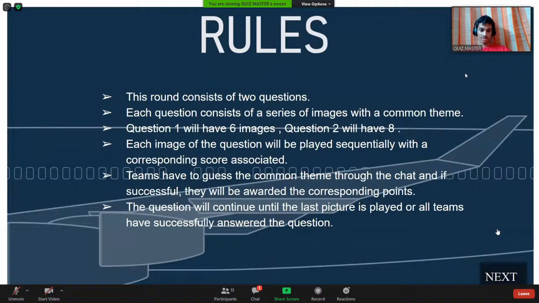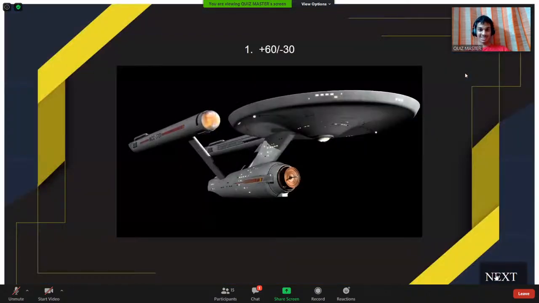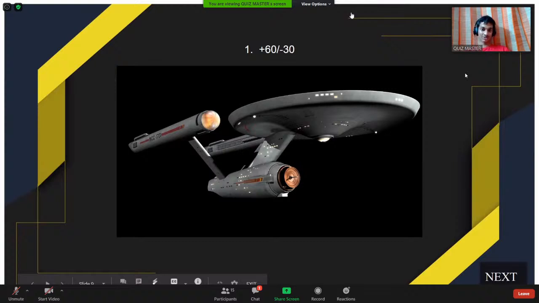Right? So without further ado, the first question has 6 images. The second question has 8 images. So the first image of the first question is this, from Star Trek. I hope you guys know what this is. I don't expect anyone to give me the theme at this point because there's only one picture down. But you have 20 seconds.